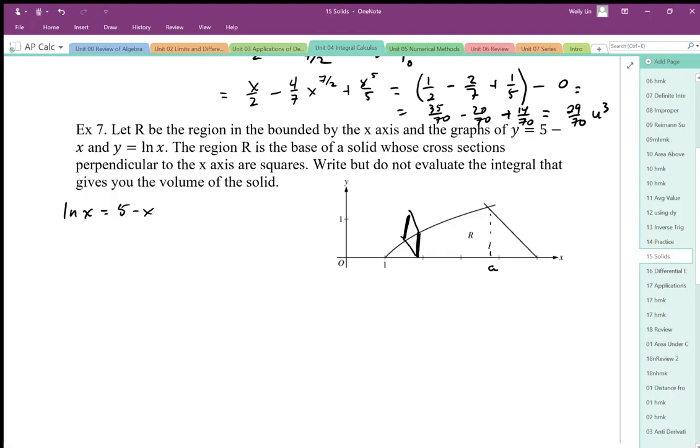This must be a calculator section, a calculator problem, because we need to actually calculate that intersection point by solving this equation. So I'm just going to solve that equation by graphing those two functions and find out where they intersect. So I get log x, and I'm just going to do it as minus 5 plus x and see where that crosses the x-axis.